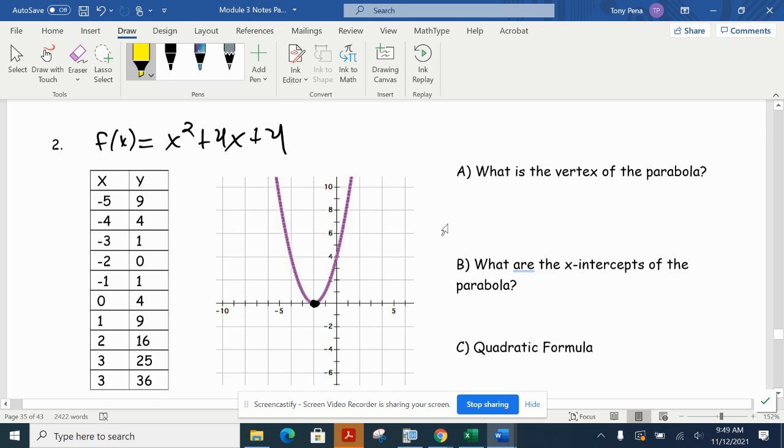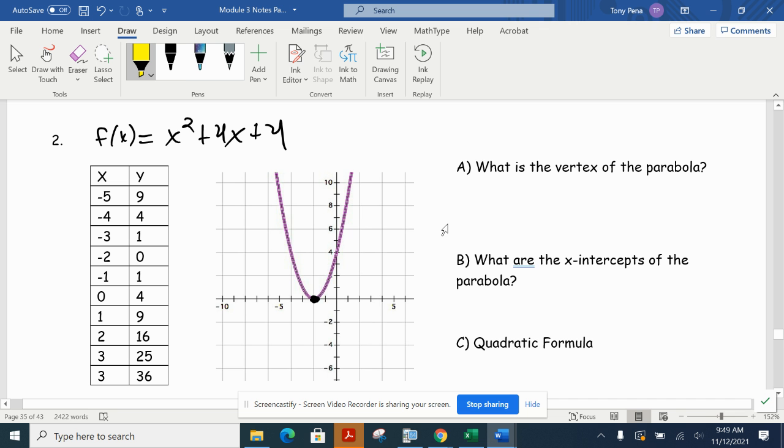All right, so go to number 2, same idea. Do the vertex and the x-intercepts. So the vertex, you can either look at the graph or you can look at your table, and in the table, find the middle point in that table. Okay, now Heilman, do this again.